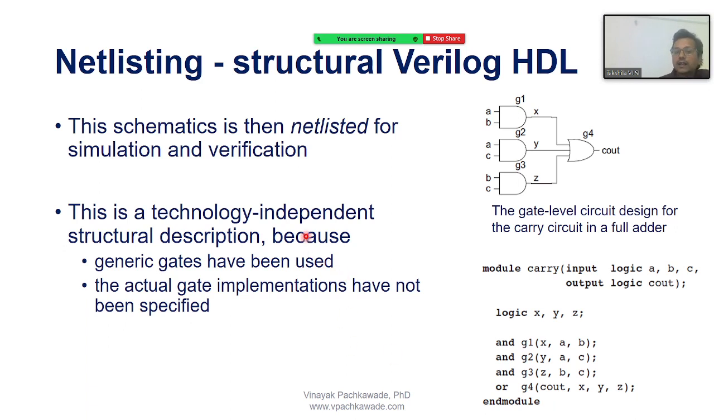So it is technology independent because generic gates will be used by the tool. There is no specific IP that we are asking the tool to use. The generic gates will be used, and the actual gate implementations we don't specify. We don't want this logic to be implemented using specific tri-state or transmission gates etc. The tool will decide it. So that is auto set.